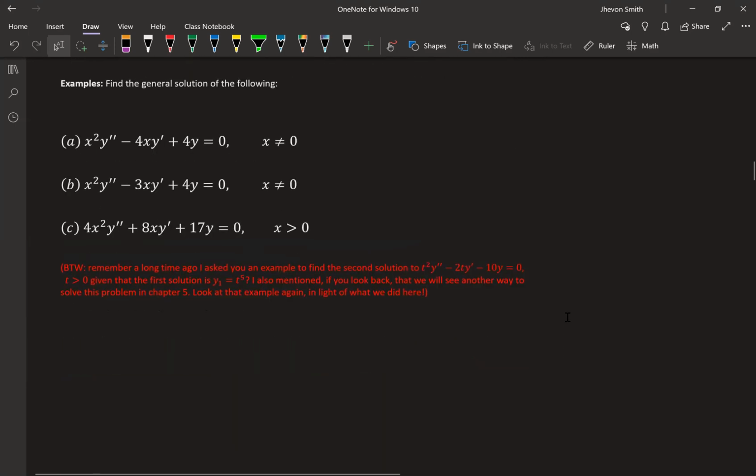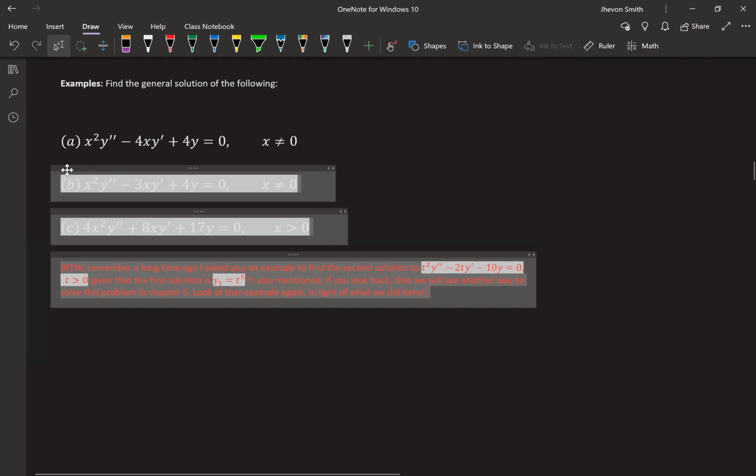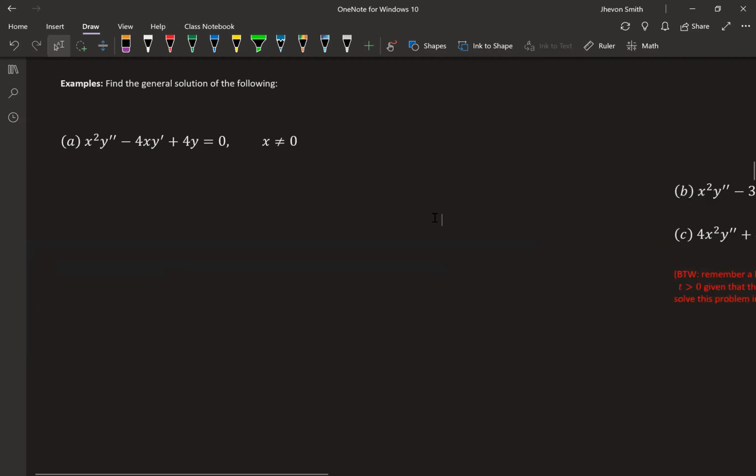So here are some examples. I will do the first one. Then you guys can try the others, and we'll pick up with those tomorrow. And then I'll show you how to use series. So here I'm going to do this one. Try the others tomorrow based on this, and we will continue with those.